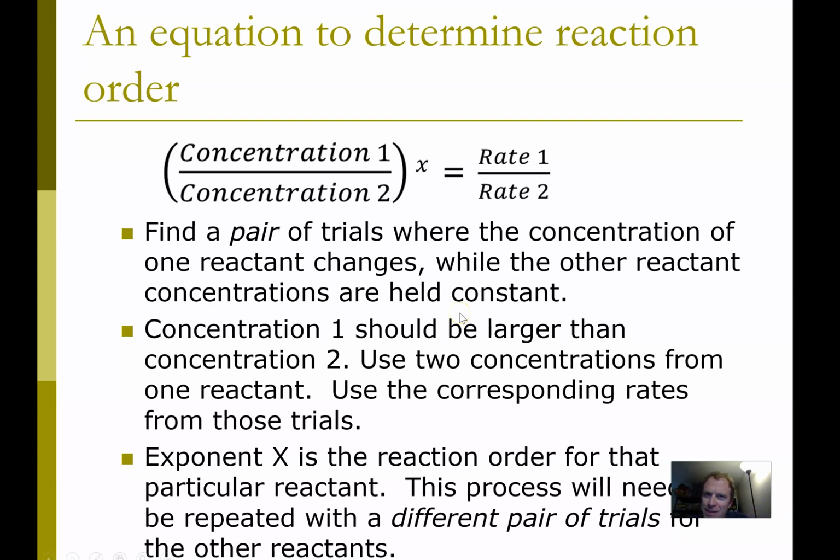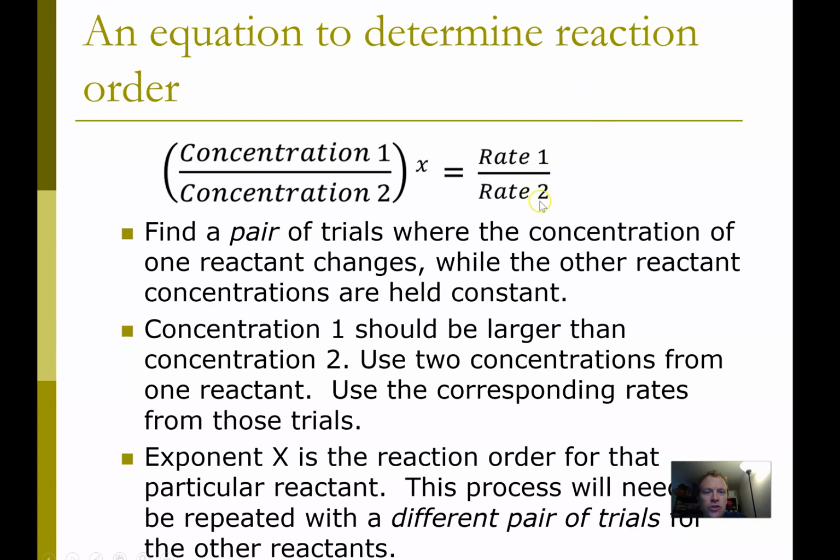And again, this is going to be more clear when we see some examples, but what we're going to do is find a pair of trials where the concentration of one reactant is changing and the other is being held constant. The reason is, it's like any kind of controlled experiment, right? We want to hold everything constant but the one thing we're interested in. So we're trying to find out how concentration of a certain reactant affects the rate, we want to make sure everything else is staying the same, including the concentration of the other reactant.